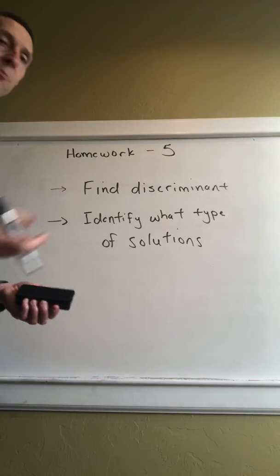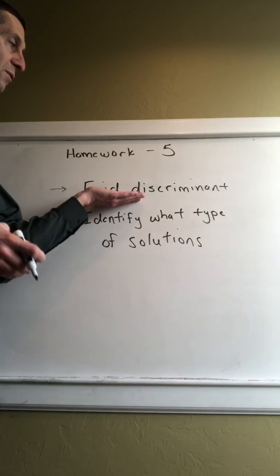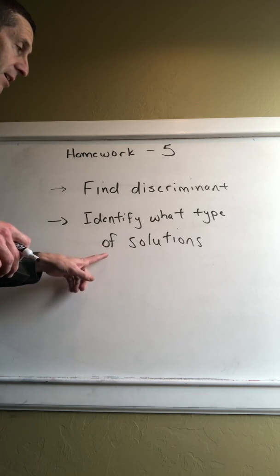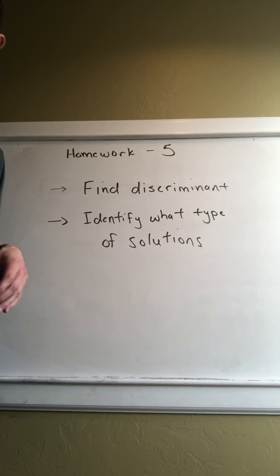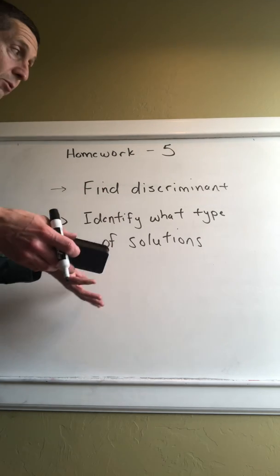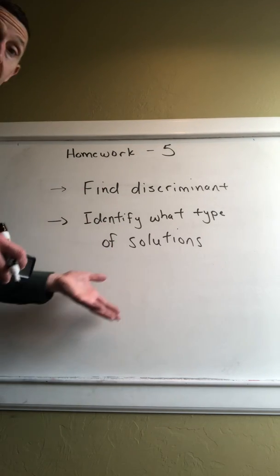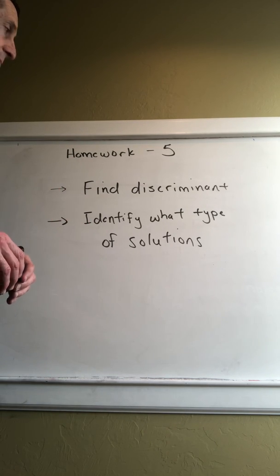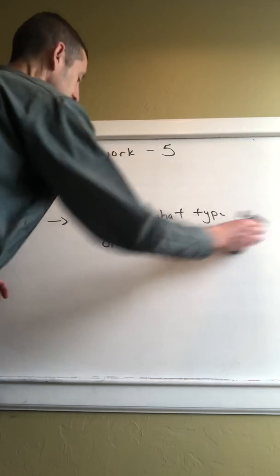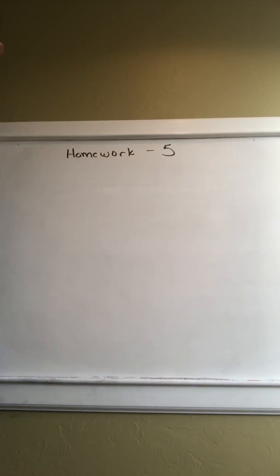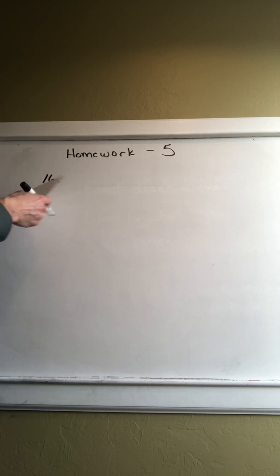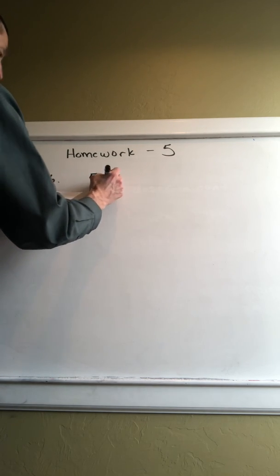So remember, on these problems, you've got 2 answers. First, you find the actual number that a discriminant turns out to be, and then the second, you identify what type of solutions. Whether you've got 2 equal real solutions, or 2 unequal real solutions, or 2 complex solutions. It'll be one of those 3. All right, let's get this out of the way. Let's put the numbers up on the board for homework 5. So we left off at 15, so we're picking up at 16.